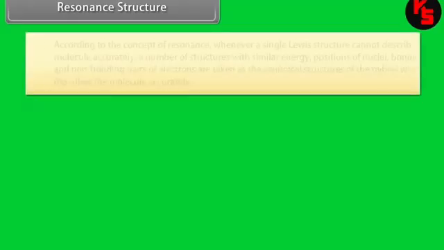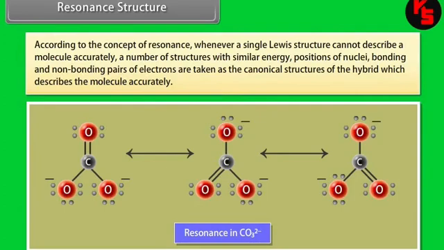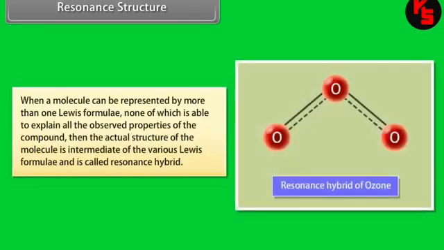Resonance structure. According to the concept of resonance, whenever a single Lewis structure cannot describe a molecule accurately, a number of structures with similar energy, positions of nuclei, bonding and non-bonding pairs of electrons are taken as the canonical structure of the hybrid which describes the molecule accurately. When a molecule can be represented by more than one Lewis formulae, none of which is able to explain all the observed properties of the compound, then the actual structure of the molecule is intermediate of the various Lewis formulae and is called resonance hybrid.